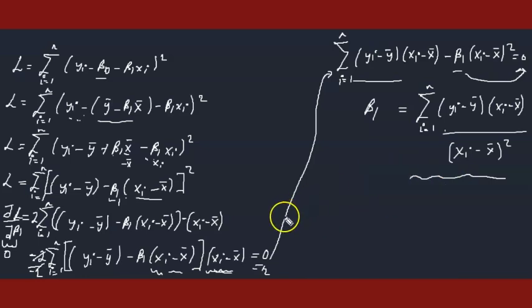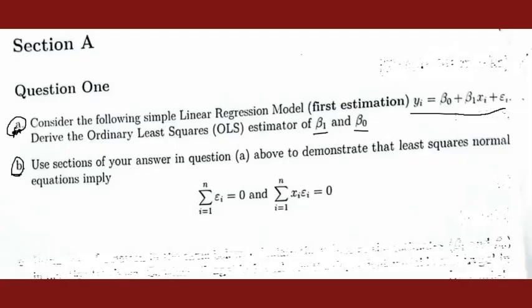So let's go on now and work on the second question, which is B. So question B now. Here, use sections of your answer in question A, the one we have just finished solving above, to demonstrate that the least squares normal equations imply that this error is equal to 0. That's the first one. Then the other one is x i multiplied by the error is equal to 0. So we are going to use the sections from our workings to solve this. Well, let's just turn to the board.